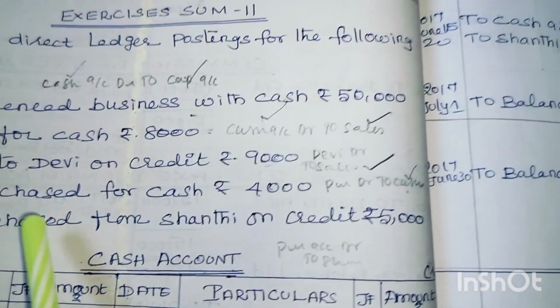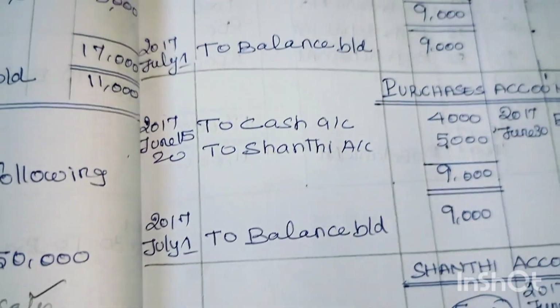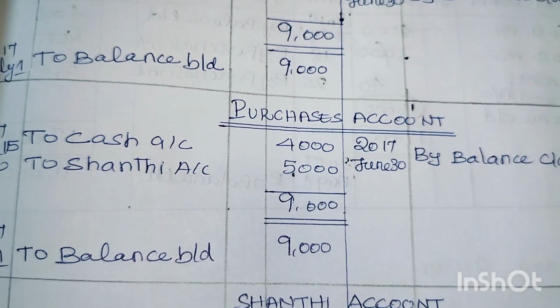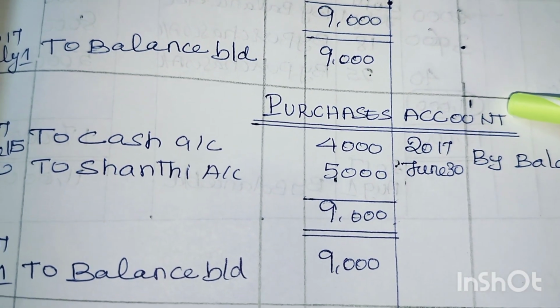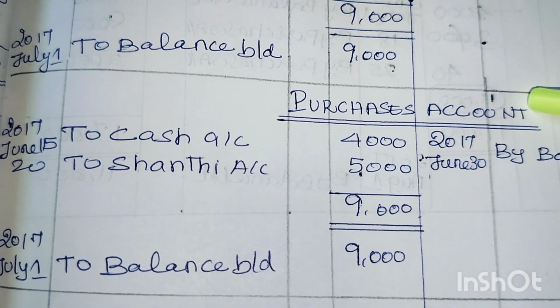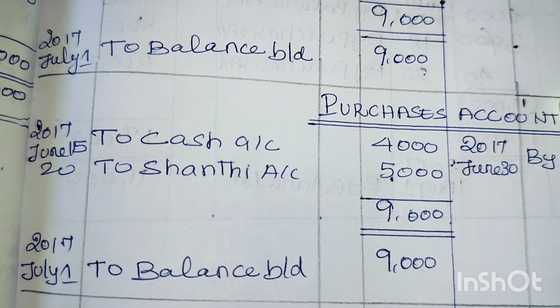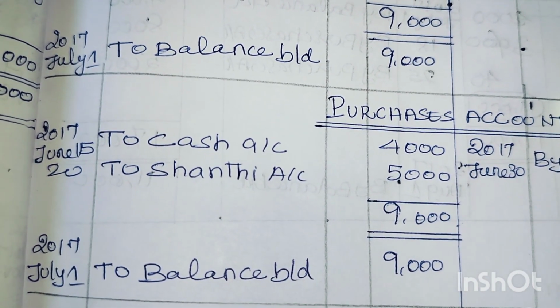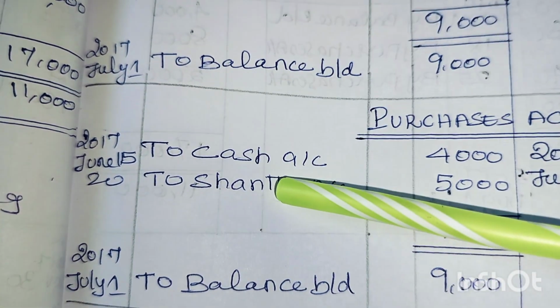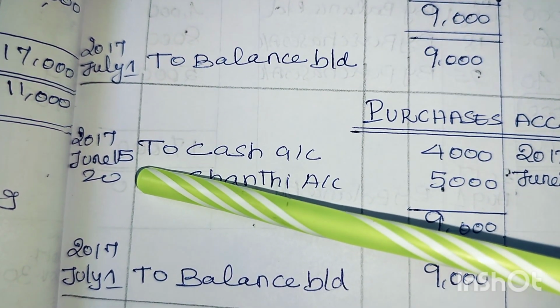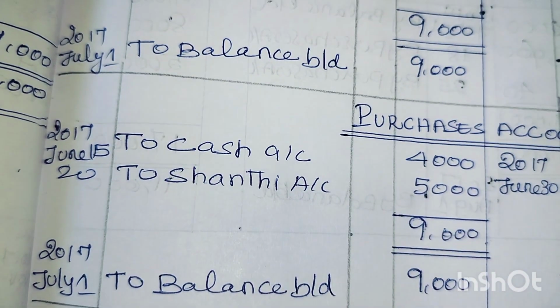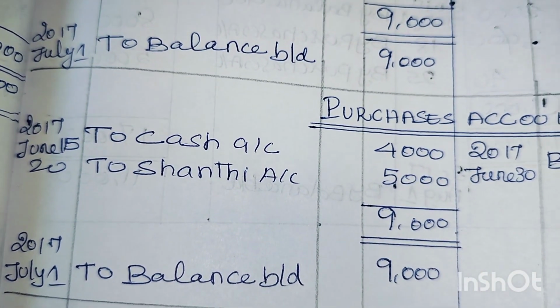So we go to the ledger and write the name of the account on top middle. We write the purchases account on top middle. The purchases account always comes on the debit side. So we go to the debit side, dated 2017 June 15. What is the opposite account from the cash account?